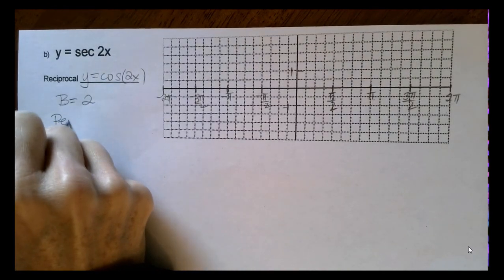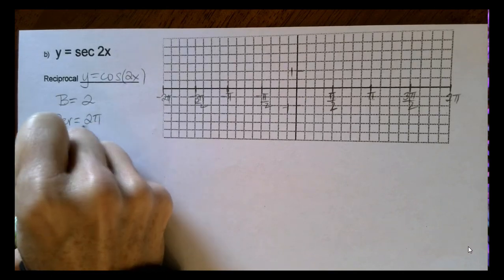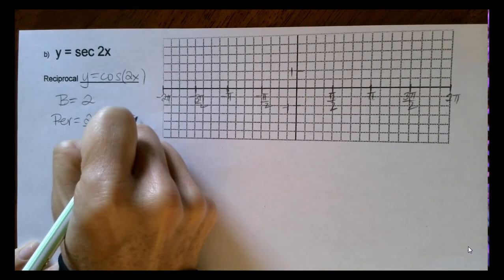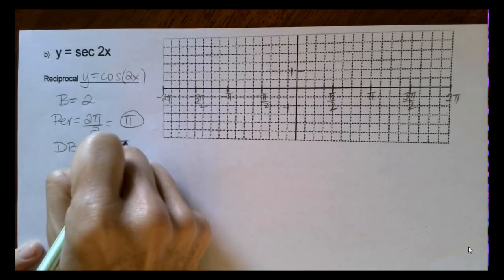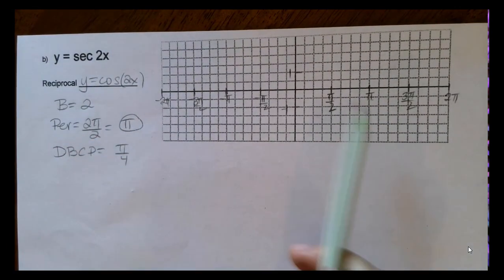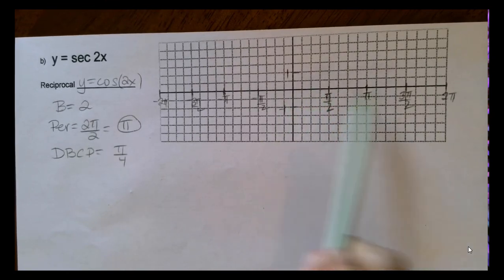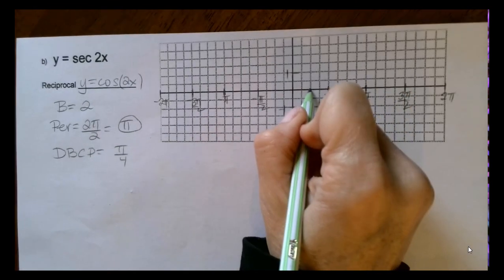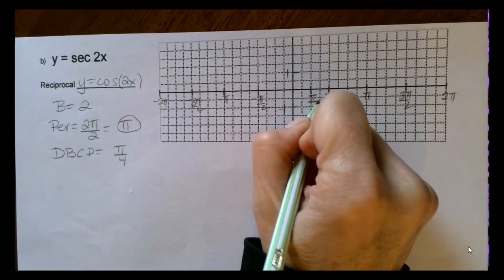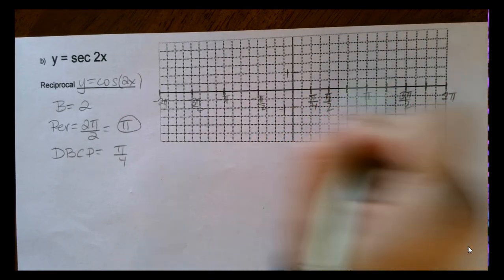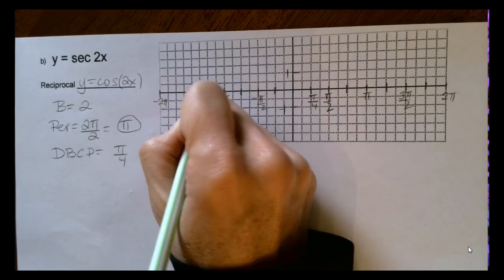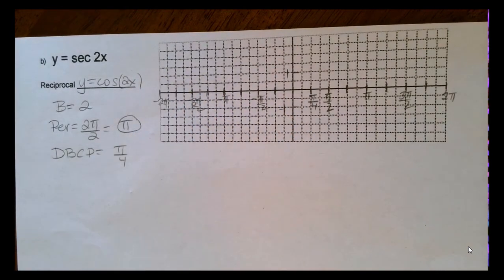So the period is equal to 2 pi divided by 2. So the period is pi. Therefore, the distance between critical points is pi over 4. Now notice, I still labeled everything every pi over 2. So those pi over 4s are actually going to be halfway between each of those. You don't have to label all of them, but I'm going to put slash marks so every 2 is going to be a critical point on my cosine graph.